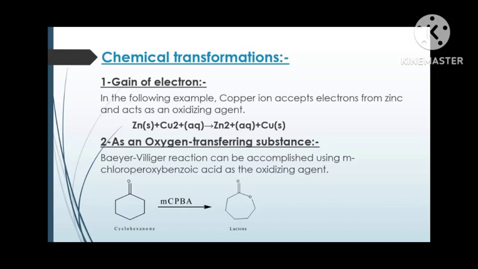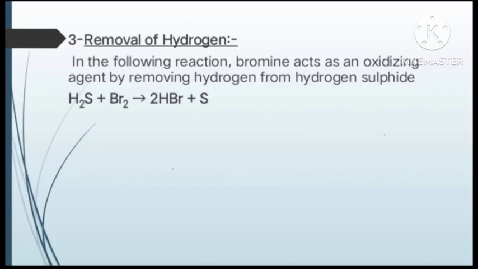In the next heading, it will tell us about another characteristic of oxidizing agents. mCPBA, that is metachloroperoxybenzoic acid, behaves as an oxidizing agent in the Baeyer-Villiger oxidation reaction, which converts cyclic ketones into cyclic esters that are also known as lactones. In this slide, there is the third characteristic of oxidizing agents, that is removal of hydrogen. In this equation, you can see that bromine acts as an oxidizing agent because it removes hydrogen from hydrogen sulfide and converts hydrogen sulfide into sulfur.